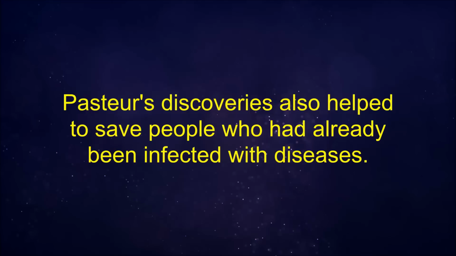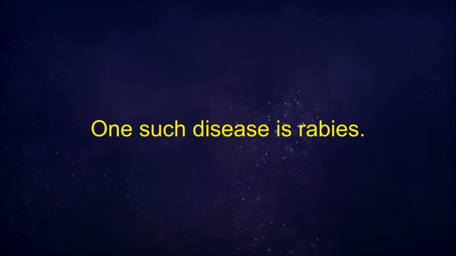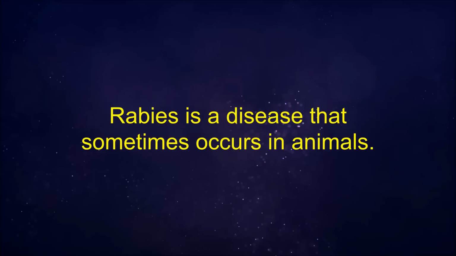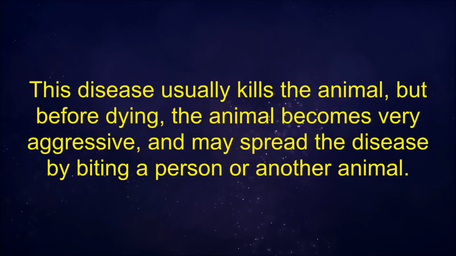One such disease is rabies. Rabies is a disease that sometimes occurs in animals. This disease usually kills the animal, but before dying, the animal becomes very aggressive and may spread the disease by biting a person or another animal.